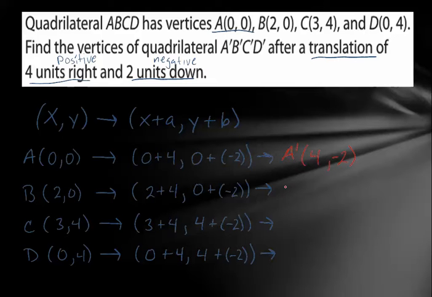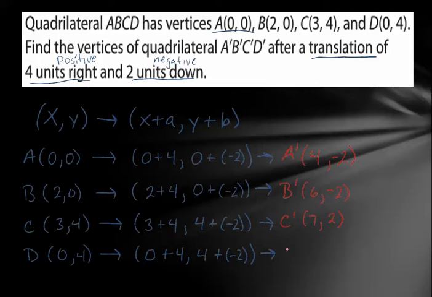For B prime, again, we start off with the pre-image at (2, 0), so the x value, we add 4 to it, so we end up with 6. And we had 0 as the y value, add a -2, we get -2 there. For C prime, it started off at 3, we add 4 to that, so that's 7. C had the y value of 4, we add a -2, gives us a +2 for our y value.